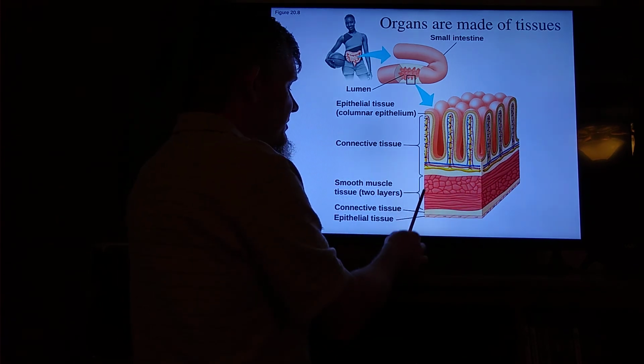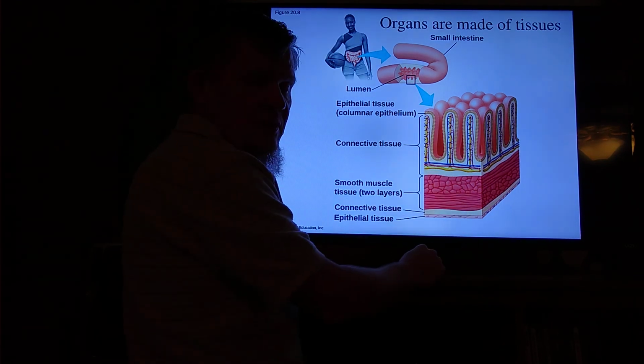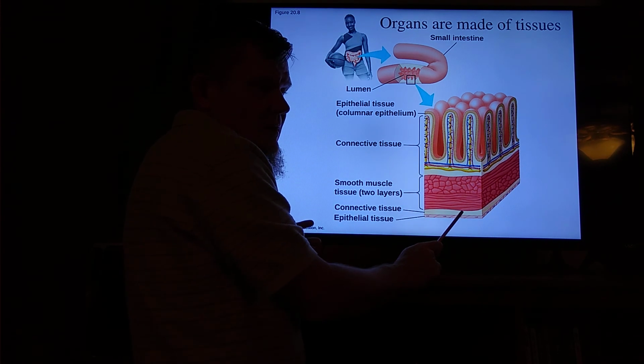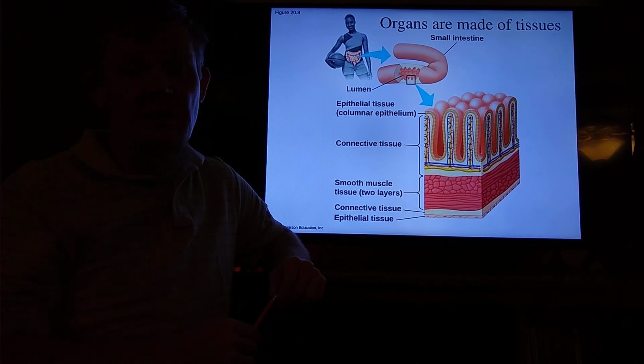And it's not specifically shown here, but you've got nerves that are associated with it. Anytime you have muscle, you've always got nerves associated with it to tell the muscle when to move. Most of your organs are made of all four tissues.